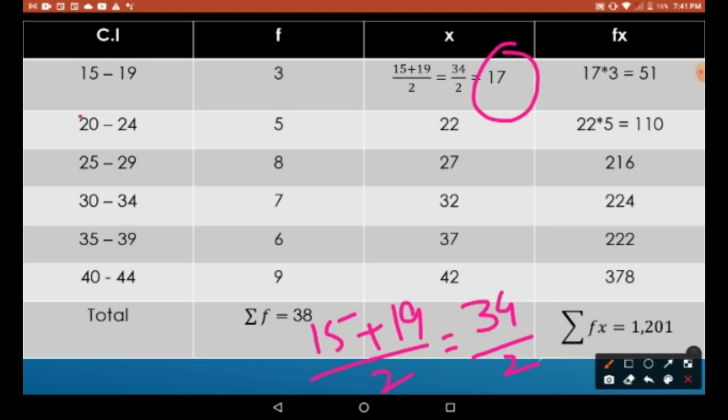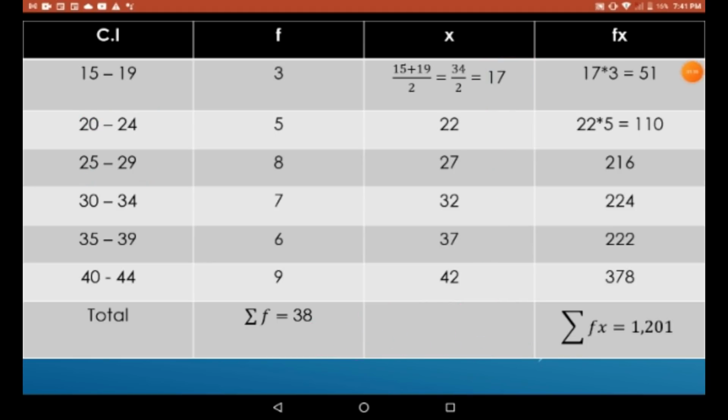After that, 20 plus 24 divided by 2. 20 plus 24 is 44 and 44 divided by 2 is 22. In the same way, you will find out the midpoint by adding 25 plus 29 divided by 2, 27, then 32, 37 and 42. Students, after constructing the column of x or midpoint, you need to construct the column of fx.